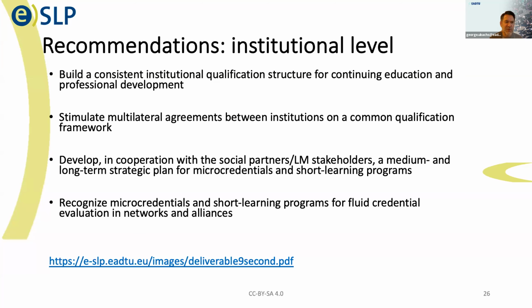Recommendations as conclusions here at the institutional level is that institutions need to build a consistent institutional qualification structure. They have to think about how to build that in their efforts next to degree education, also offering continuing education. We need to stimulate multilateral agreements between institutions on a common qualifications framework, developed in collaboration with the labor market stakeholders, a medium and long-term strategic plan, and also set up a structure of dialogue with the labor market stakeholders, and start recognizing micro-credentials and short learning programs through credential evaluation and networks and alliances, so that we have semi-automatic recognition between institutions.